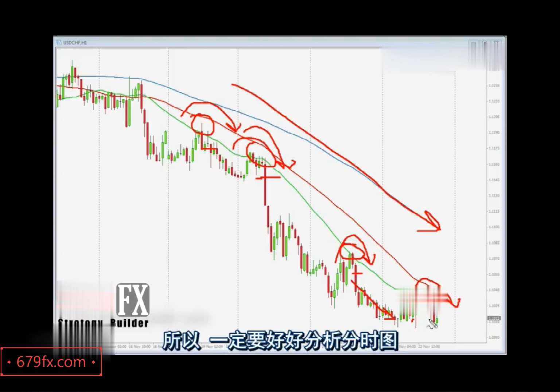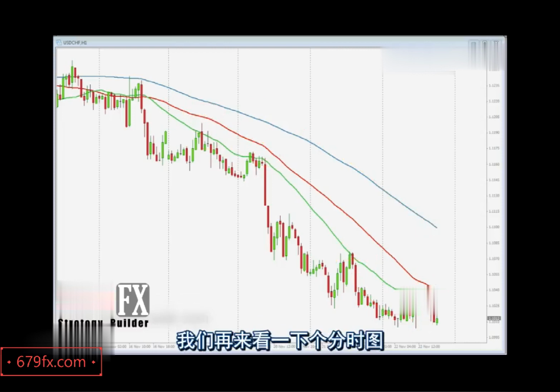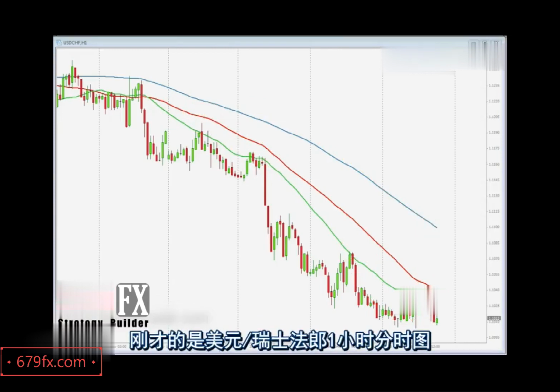All right, and in order to do that, you've got to analyze your chart. You've got to analyze whether you are trending, whether you are trading at the right time of the chart, etc. Let me now show you another chart. In this case, we've just seen the USD against the Swiss franc, that's the American dollar against the Swiss franc, on the 1 hour time frame.